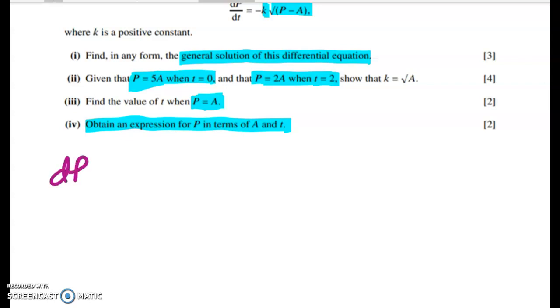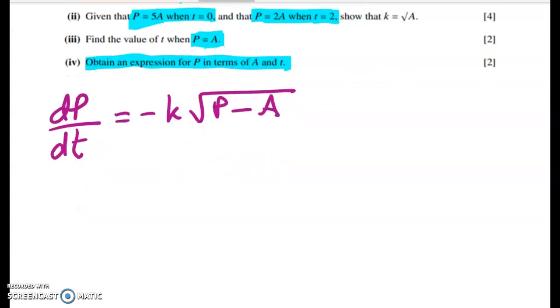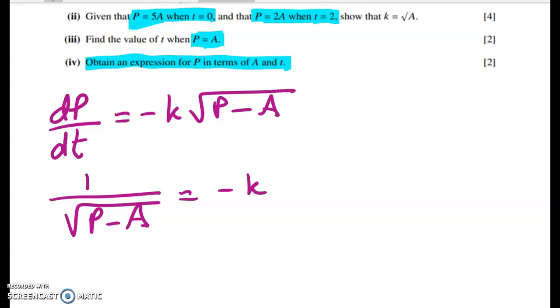So let's start by looking at what we've got. We've got dP by dt is equal to negative k times the square root of this. So straight away we know we've got to separate the variables, remembering that A is a constant. So we're going to have 1 over root P minus A dP is equal to negative k dt.